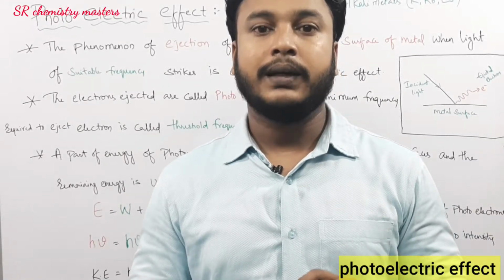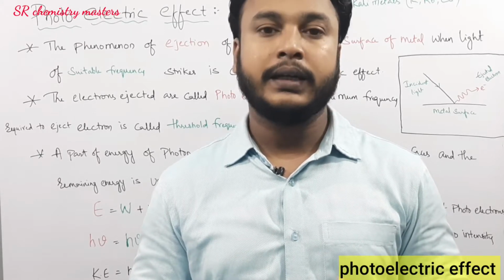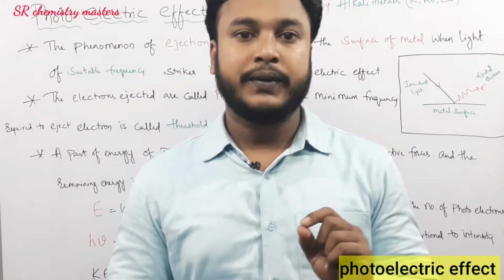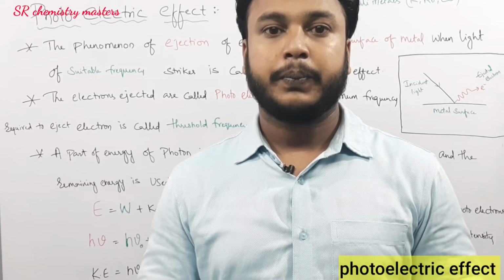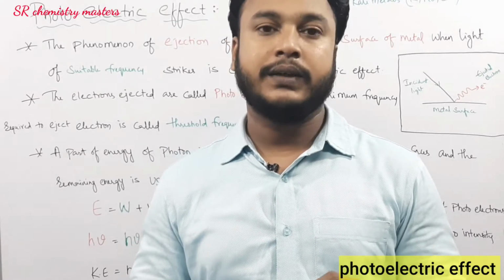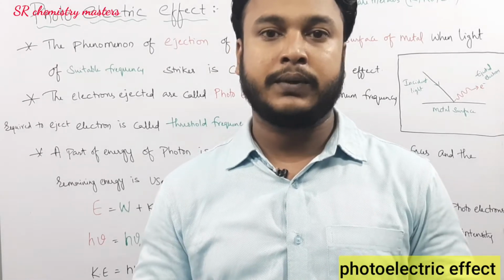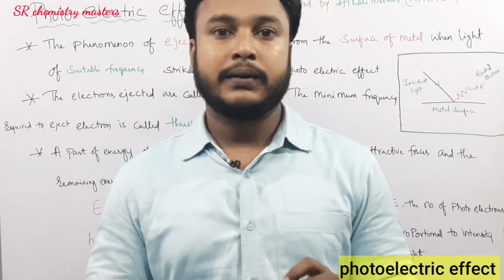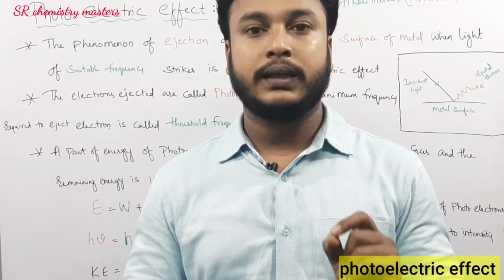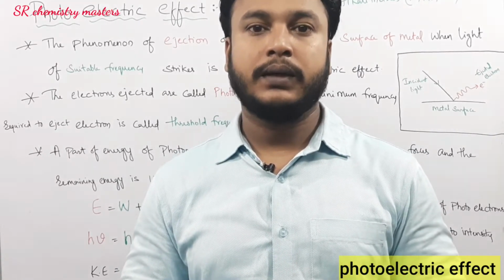In simple words, the electrons are ejected from the surface of the metal by the incidence of the light, and here remember the light of suitable frequency is required, because if the frequency of the light is less, the electrons will not eject from the surface of the metal. The minimum frequency of light which is required for the ejection of electron from the surface of the metal is known as threshold frequency. Remember, the electrons will always eject from the surface of the metal if the frequency of light is above the threshold frequency. If it is less than threshold frequency, the electrons will not eject from the surface of the metal.